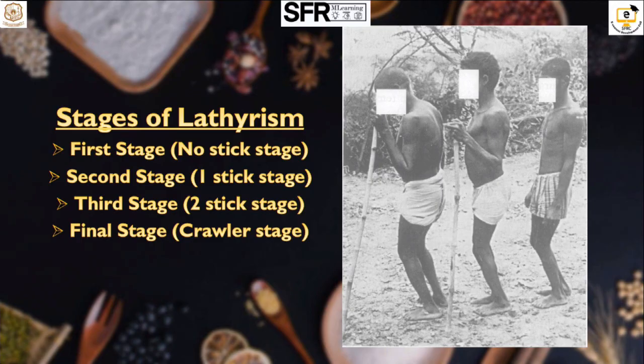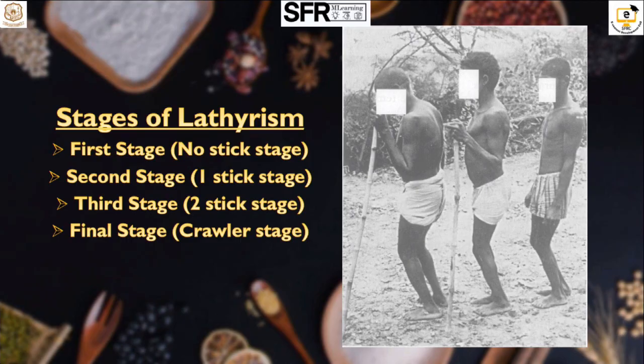The next one is the third stage. The muscular rigidity is so great that the patient needs two sticks for support, and there is marked tilting of the pelvis sideways to maintain the balance. The third stage is also called the two-stick stage. In the final stage, the patient is unable to walk and is reduced to crawling, taking his weight on his hands.